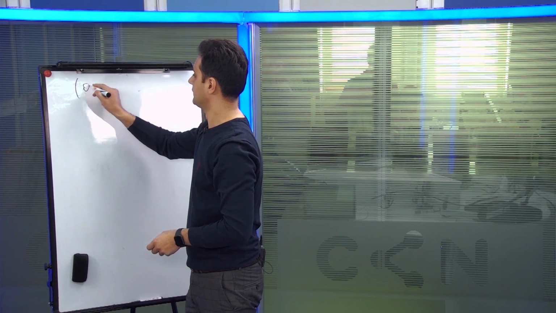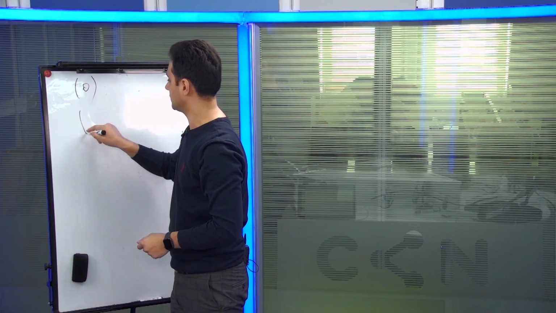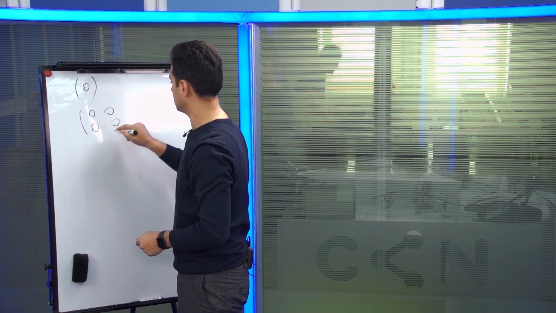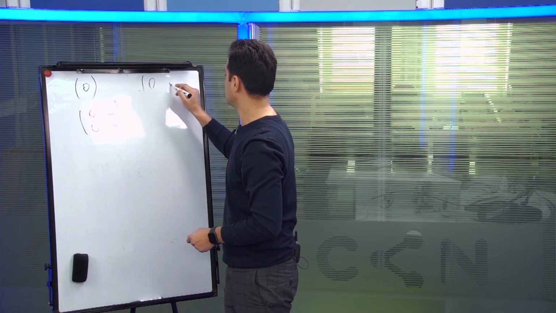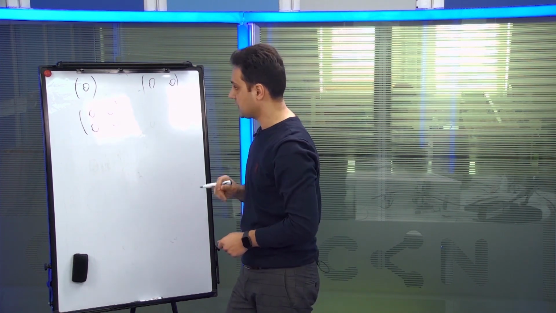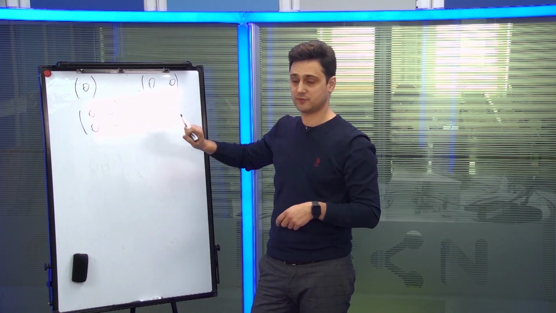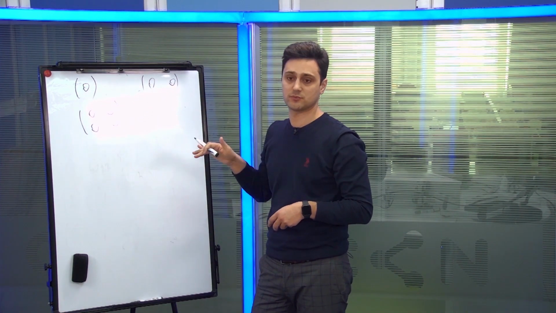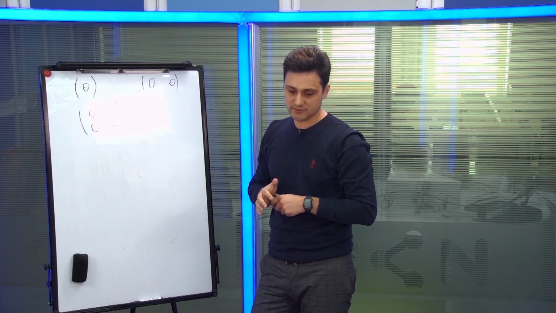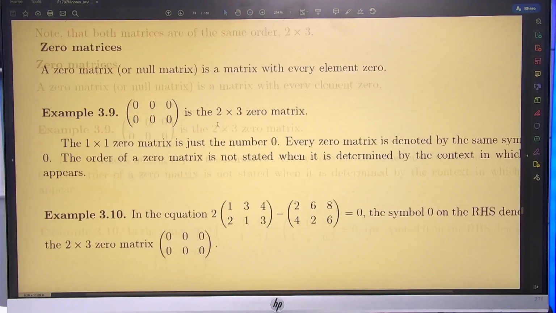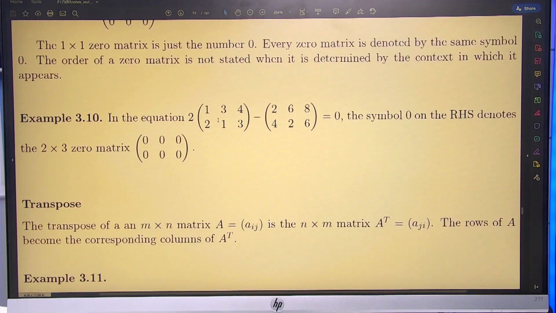For example, this is the zero matrix, right? All elements must be 0. This is, for example, 0, 0, 0. Another example for zero matrices: for example, this one, 0 and 0. Again, it's a zero matrix. So to be a zero matrix, we don't need it to be a square matrix. We don't need the number of rows to equal the number of columns. All we need is that all elements must be 0. We call this a zero matrix. You can see example 3.9, another for non-square matrices, which is 0.